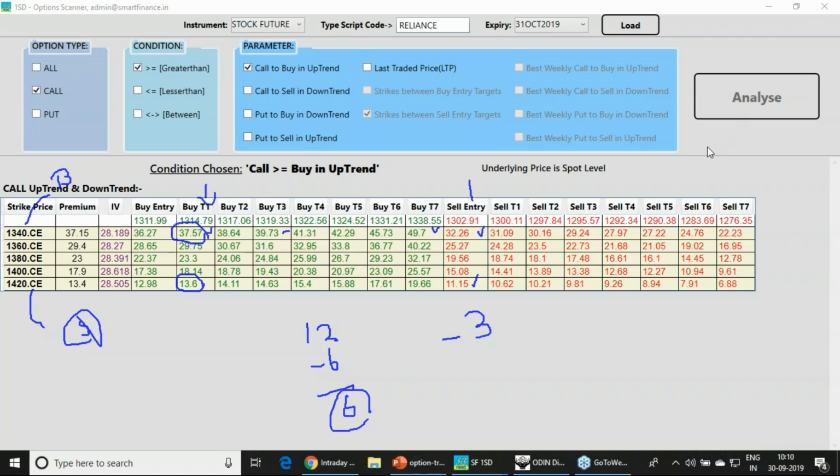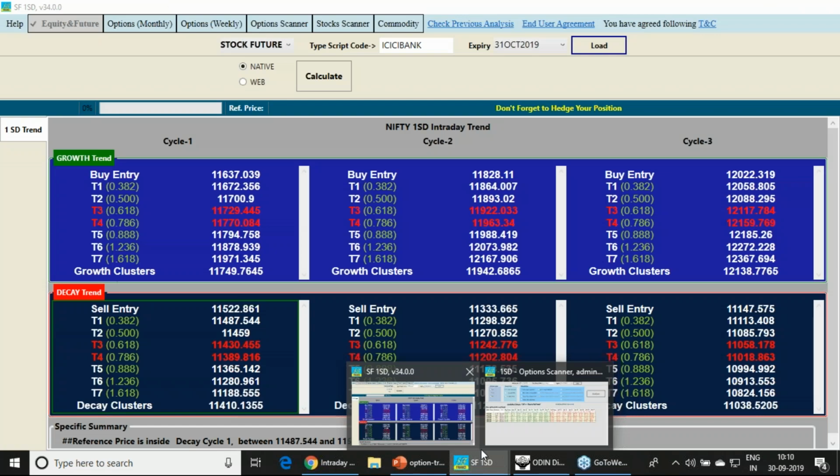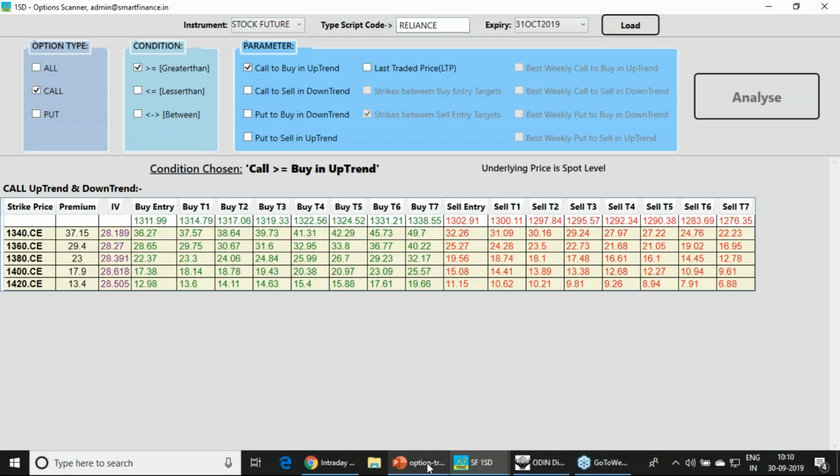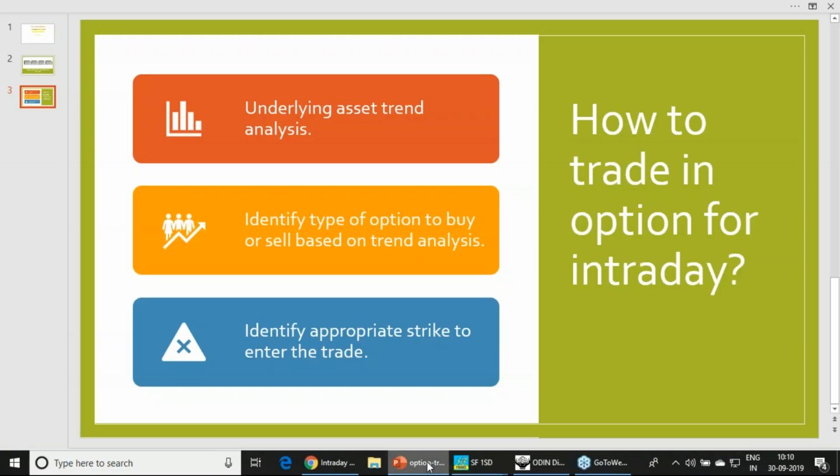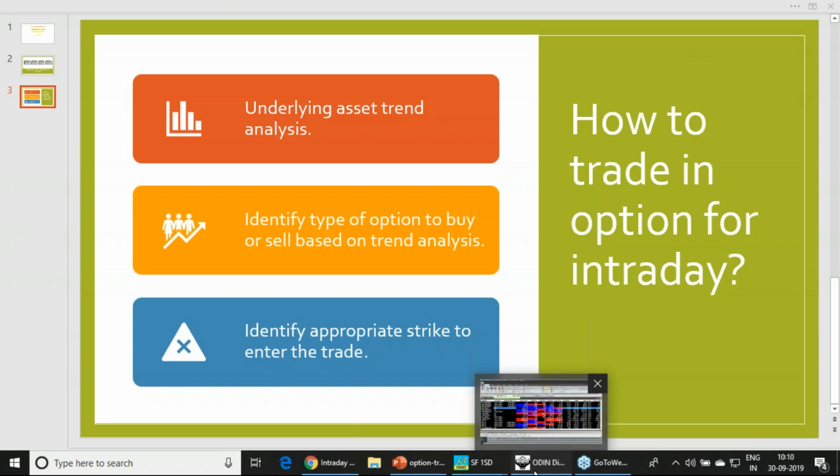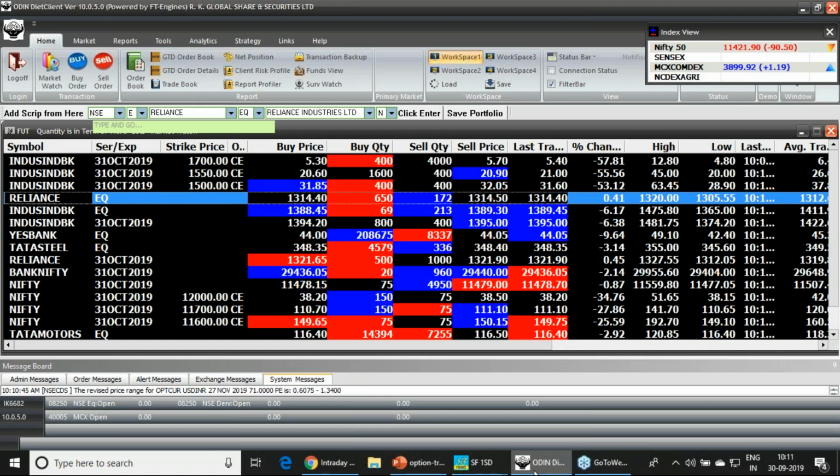So two things I am telling you. One, you can go with direct options with a stop loss, or you can form strategies for intraday purposes. This is the way. If you trade in options this way, it will be highly beneficial. The three steps: underlying asset trend analysis, identify the type of options to buy or sell based on trend analysis, and the appropriate strike. These three steps you need to follow for your option trade to be profitable.